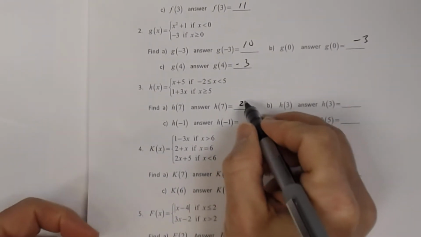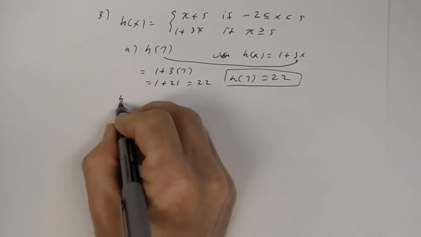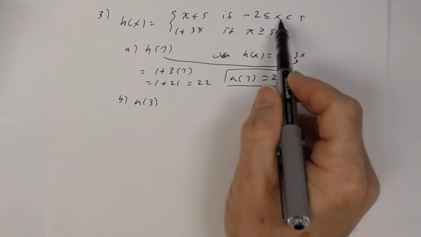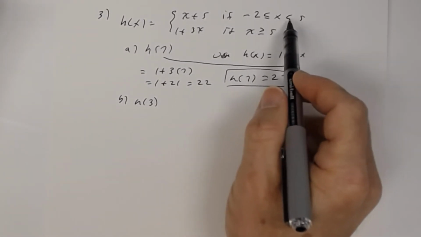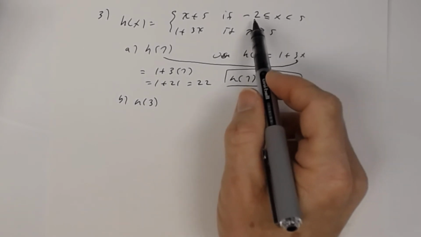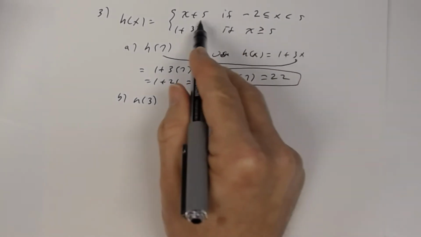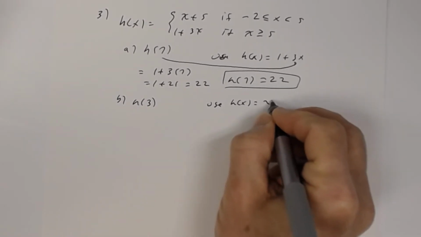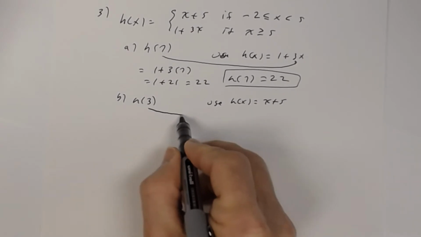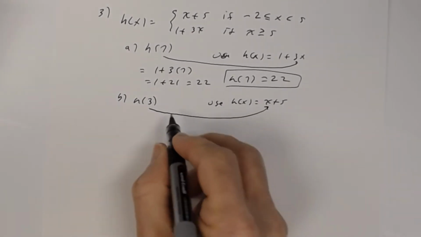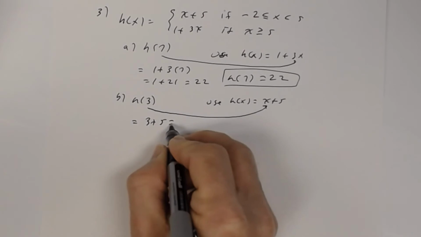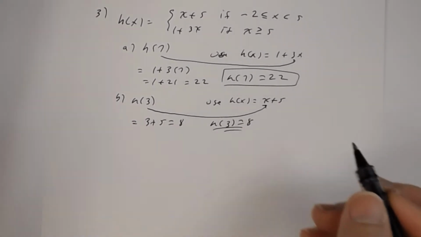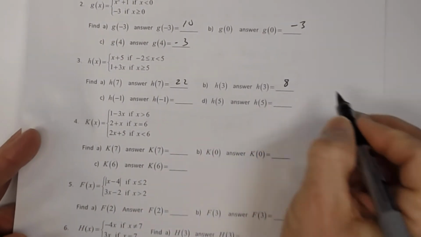So you say 22. Part B, you want to find h of 3. So notice that 3 is between 5 and negative 2. So 3 is less than 5, and also 3 is greater than negative 2. So you're going to use this one. So you're going to use h of x is equal to x plus 5. So wherever you see the variable x, you're going to substitute 3. So this becomes 3 plus 5, which equals 8. So therefore, h of 3 is equal to 8.